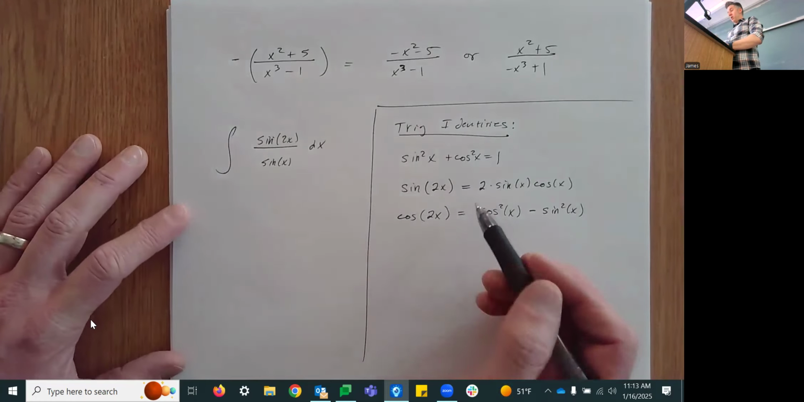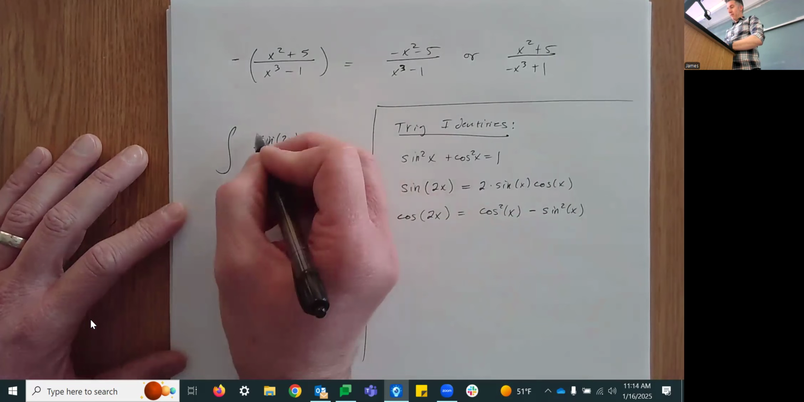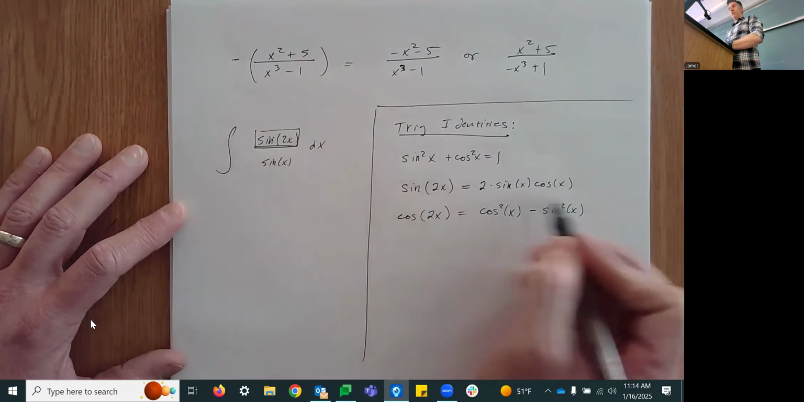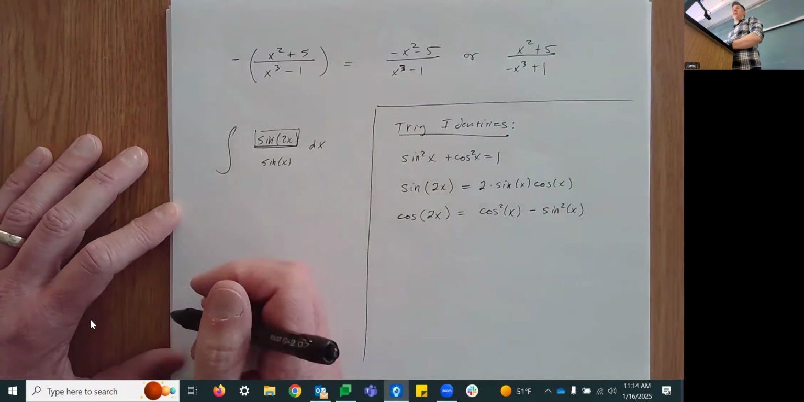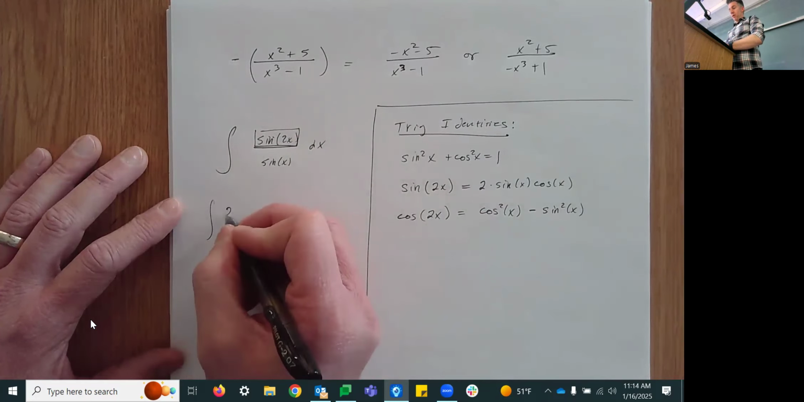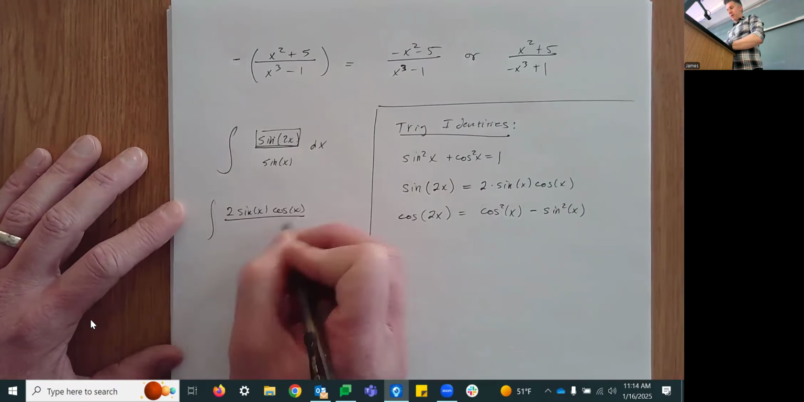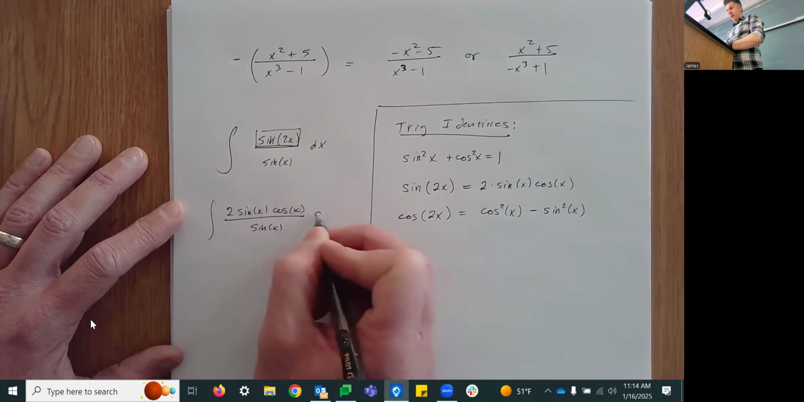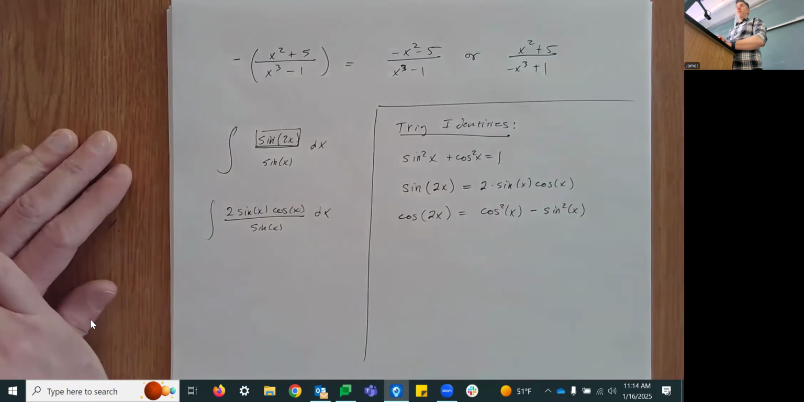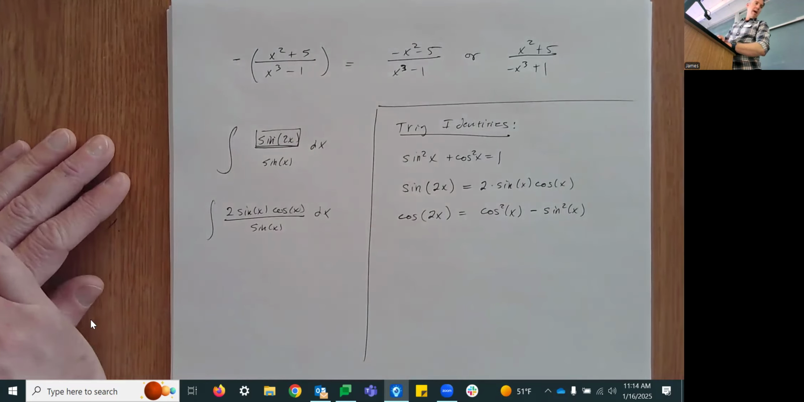So I'm just saying you can replace sine of 2x with the thing it's equal to. And then if I do that, what's going to happen? Right, we're going to get 2 sine of x cosine of x divided by sine of x. I think you can see where to go from there. Okay.